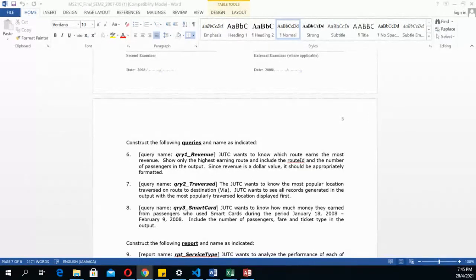Remember, you import the table, you get one update query, probably one cross-tab query, one report. It's the same structure, but this one is slightly different, so that's why I gave you the update query. Anyway, somebody walk me through how you would do this update query.